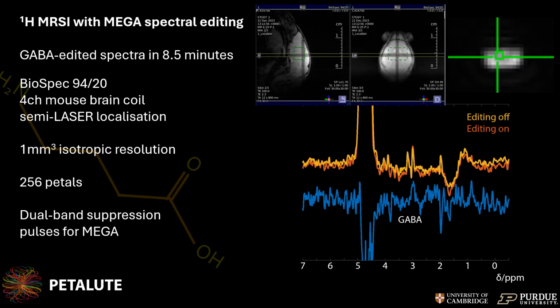Here we've used the technique in brain, this time with semi-LASER localization and MEGA editing to reveal GABA signals at 1 millimeter isotropic resolution. This is very useful because it means instead of plumping for one particular voxel, we can measure the values of GABA over a distributed area.